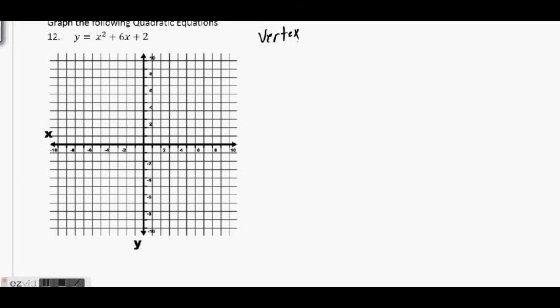It's in standard form, so I have to find the vertex. I need the x coordinate first, and it's going to be x is equal to negative b over 2a. X is equal to negative 6 over 2 times 1. So x is equal to negative 3.